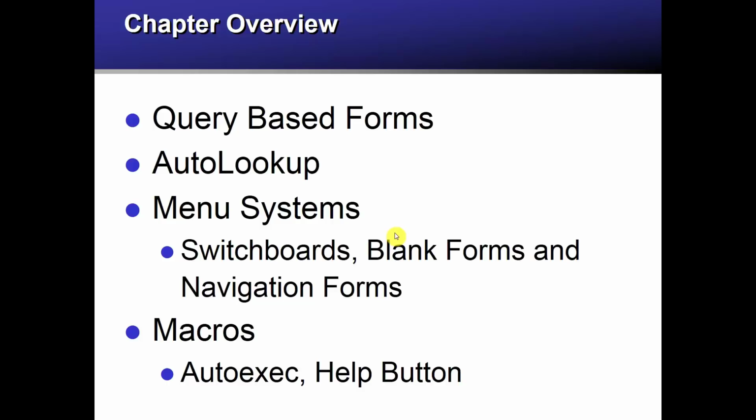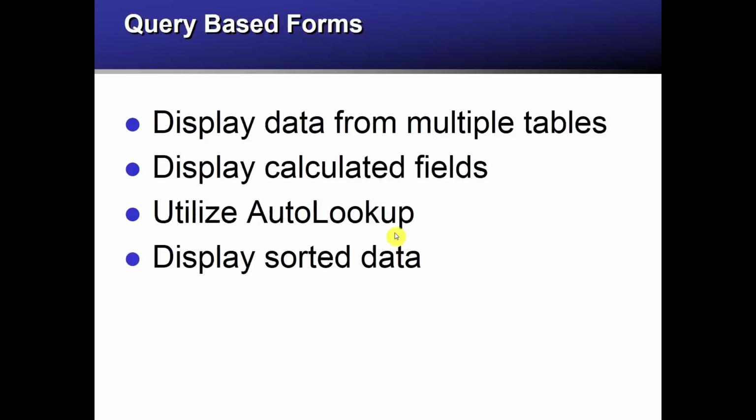And lastly, we'll cover macros, which are the final object in Microsoft Access that we're going to be covering. We've covered tables, queries, forms, reports, and now macros. I'll show a few examples of macros. For your project, you are required to build what's called an AutoExec macro and a help button. They're very easy to do. I'll show you exactly how to do that in today's lecture.